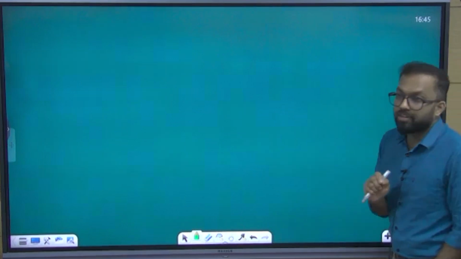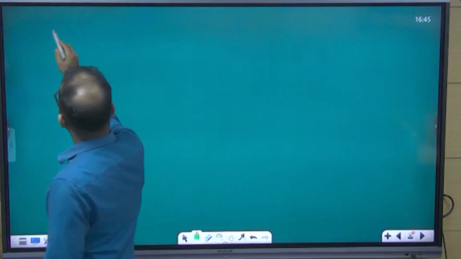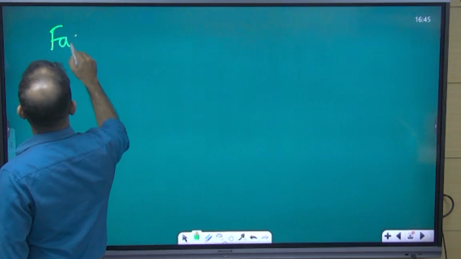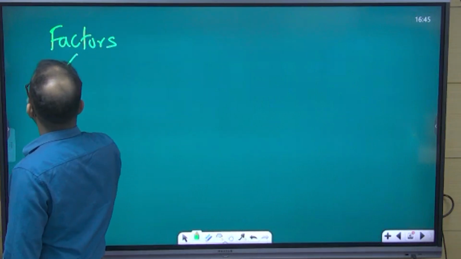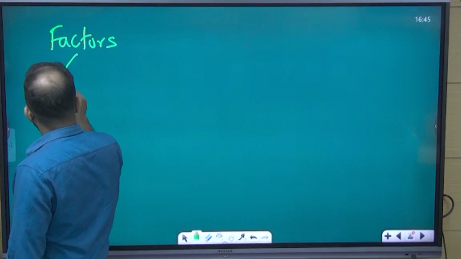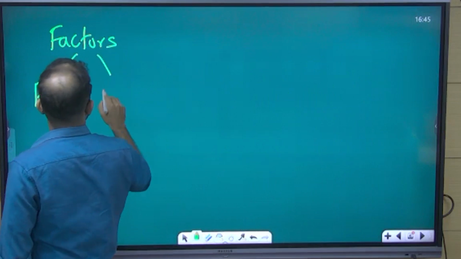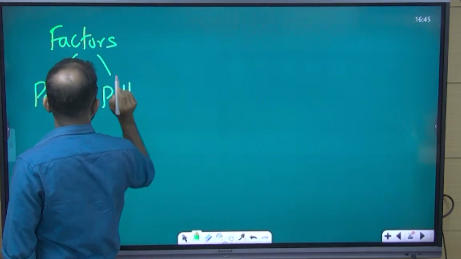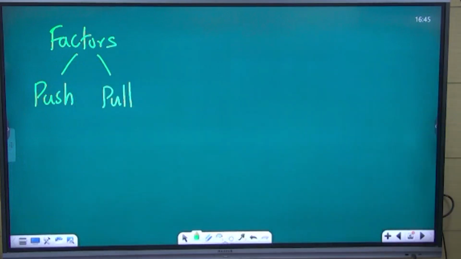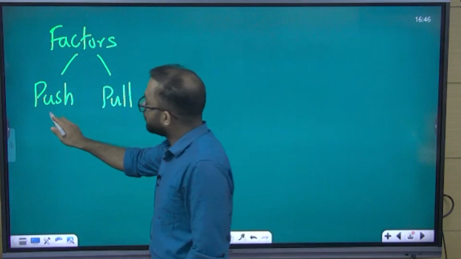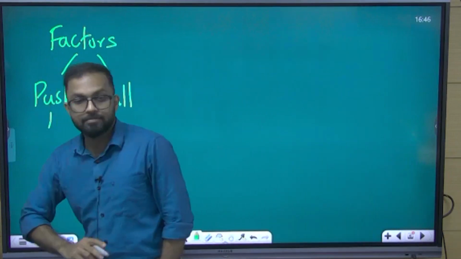Next is factors influencing migration. Factors influencing migration can be push factors and pull factors of migration. What is a push factor of migration?